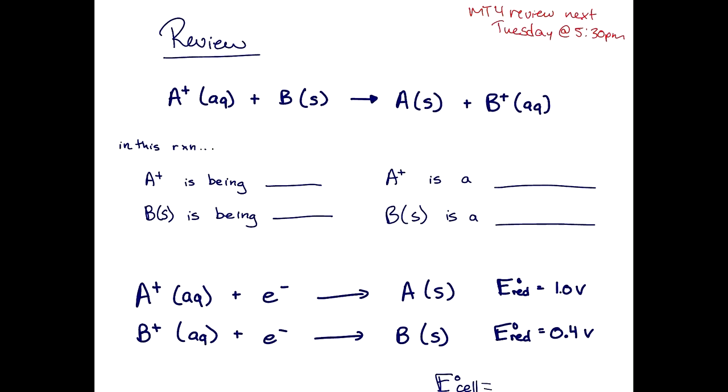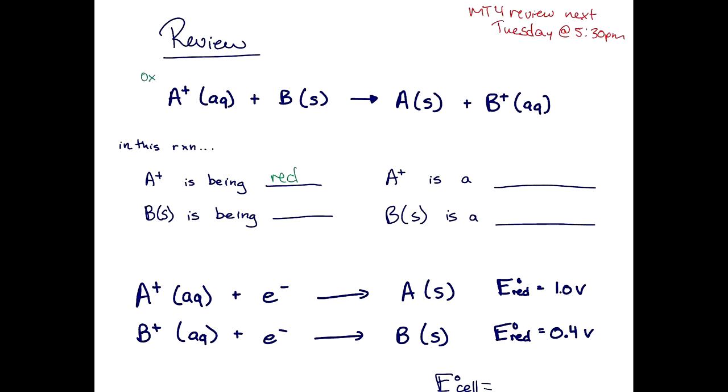So we see that A plus, a cation, is being converted to a solid, and B solid is being converted into its cation. So A is being what? No, it's not being oxidized, it is being reduced.